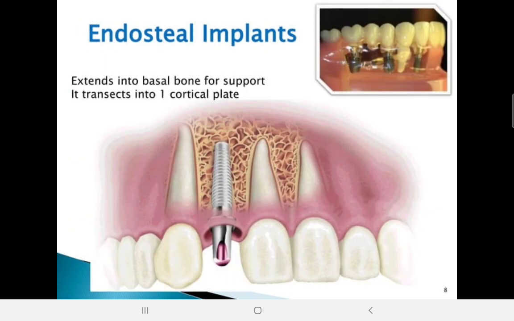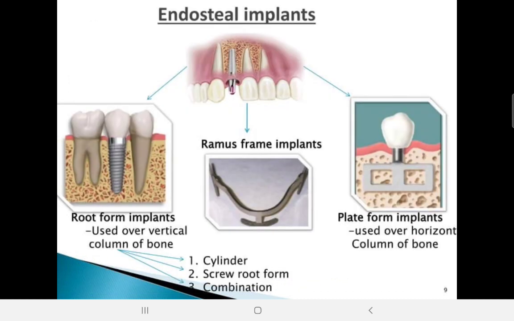Now the endosteal implant, it extends into the basal bone for support and it transects only one cortical plate. Unlike the first one that we have read, it transects only one cortical plate, not two. The endosteal implant can be either of root form type, ramus frame implant type or plate form. Now the root form implant type is used over vertical column of bone. And it can be cylindrical or screw shaped or a combination of both.